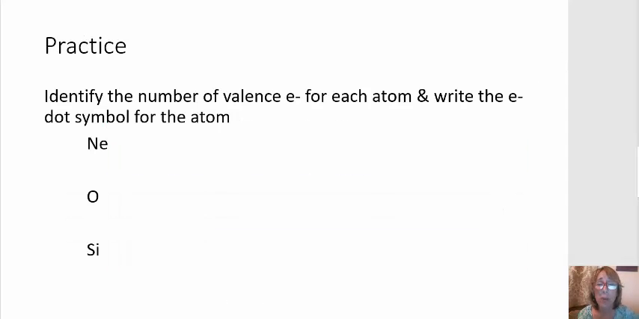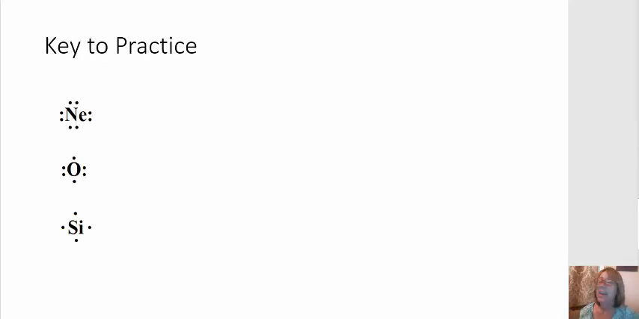So now that we know how many valence electrons these 3 elements have, neon, oxygen, and silicon, and you've seen what a dot structure looks like, pause the video and draw an electron dot symbol for each of these 3 atoms. And here's the answer. Neon has 8 valence electrons, oxygen has 6, and silicon has 4.